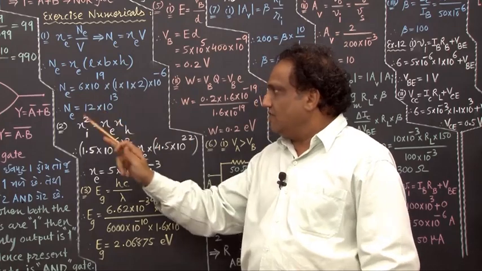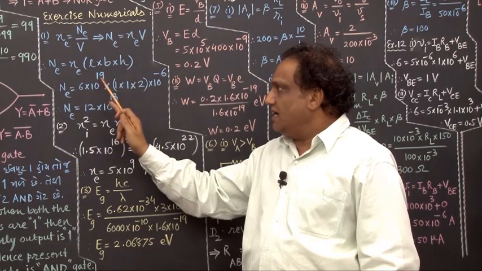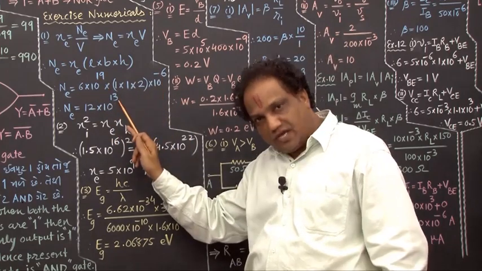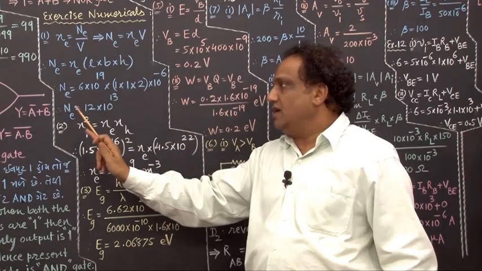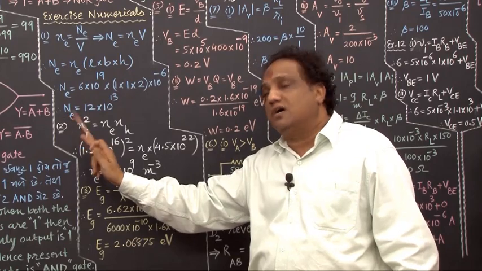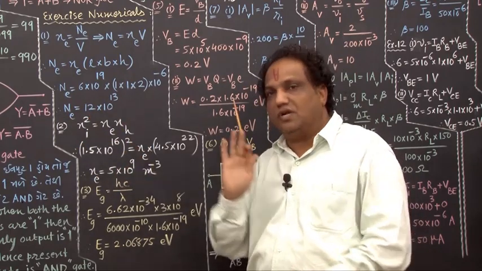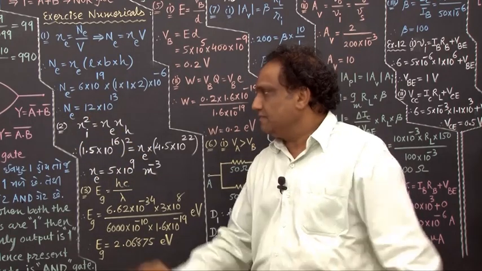Okay, and now simplify. 6 twos are 12, 19 minus 6 is 13. So in the given volume of the given crystal there must be a total number of free electrons: 12 into 10 raised to 13. Got it? Fine. Now read number 2.